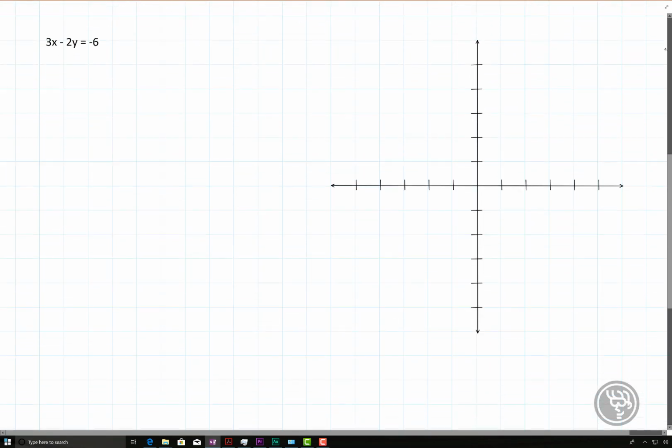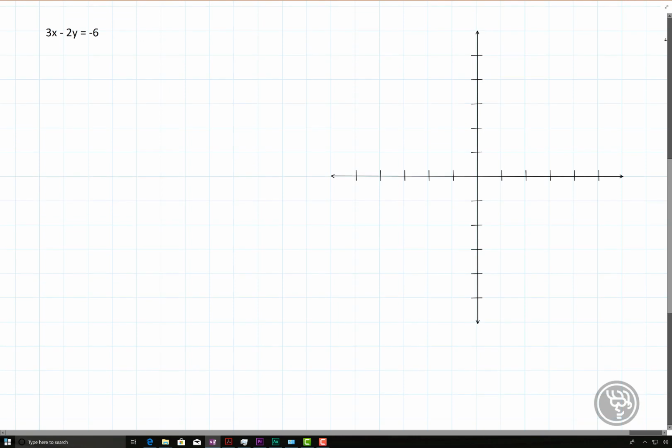Let's do another example. Here we have another equation, and this equation is in standard form. It's a little different, but no bother. I think you always want to be in slope-intercept form. So what I would do is isolate my y, and we do that by moving stuff around.